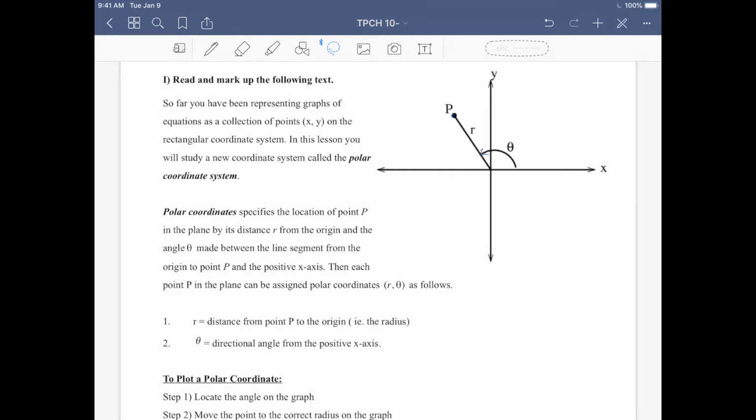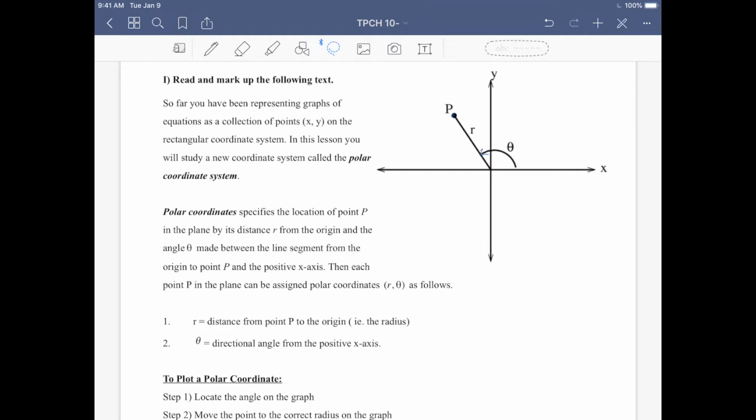So far you have been representing graphs of equations as a collection of points x, y on the rectangular coordinate system. In this lesson, you will study a new coordinate system called the polar coordinate. Polar coordinates specify the location of point P in the plane by its distance r from the origin and the angle made between the line segment from the origin to point P and the positive x-axis.